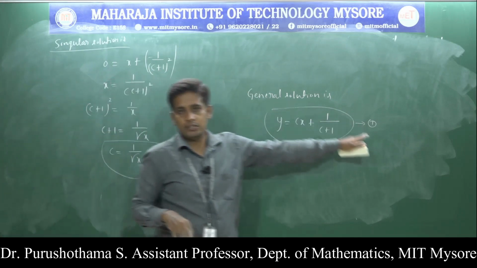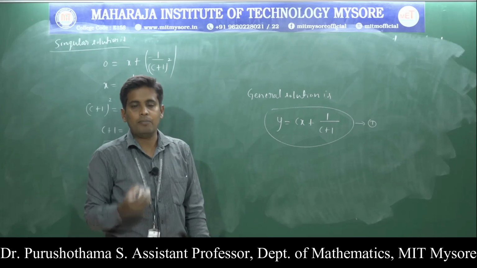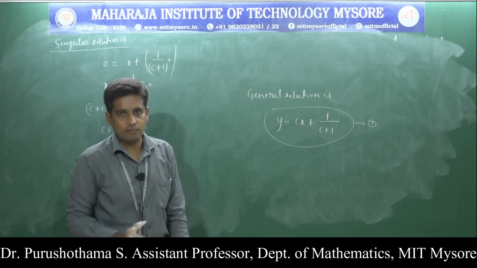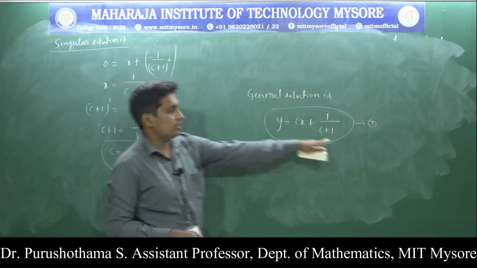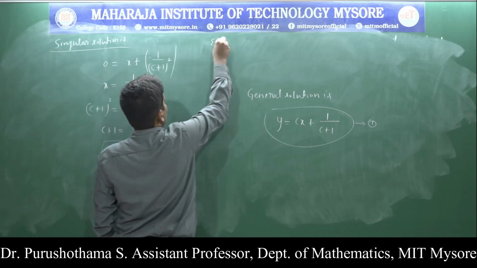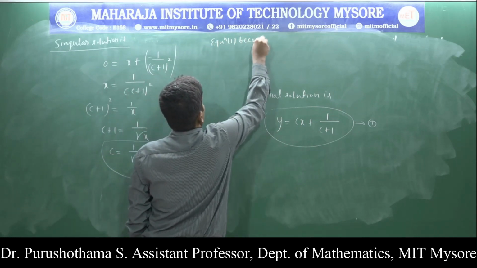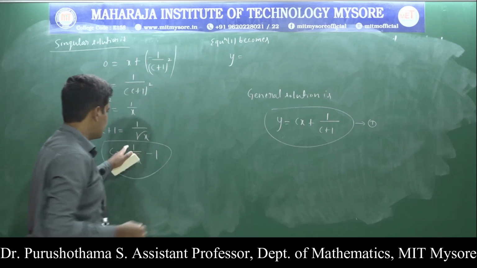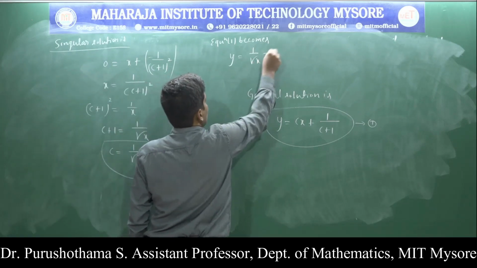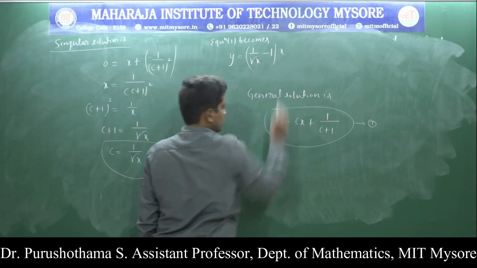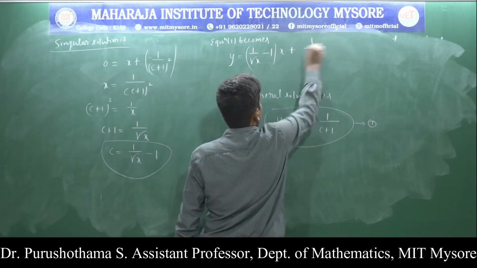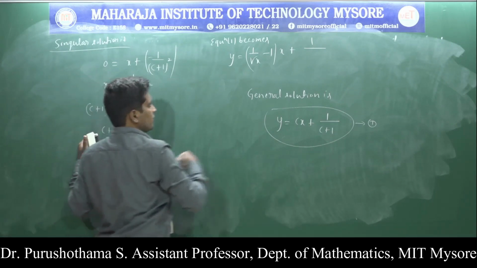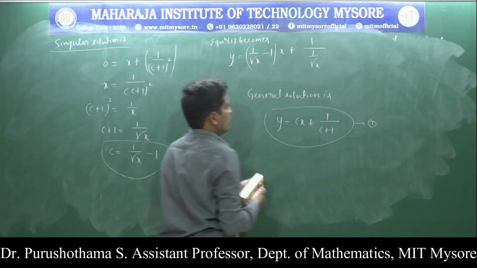Using the c value in equation 1, we get an equation of the form phi of x comma y equal to 0, which is known as the singular solution of the given equation. Therefore, using c in equation 1, y equals c into x, where c is 1 by root x minus 1, into x plus 1 by c plus 1. c plus 1 is equal to 1 by root x, so using the value of c plus 1 directly, 1 by root x.